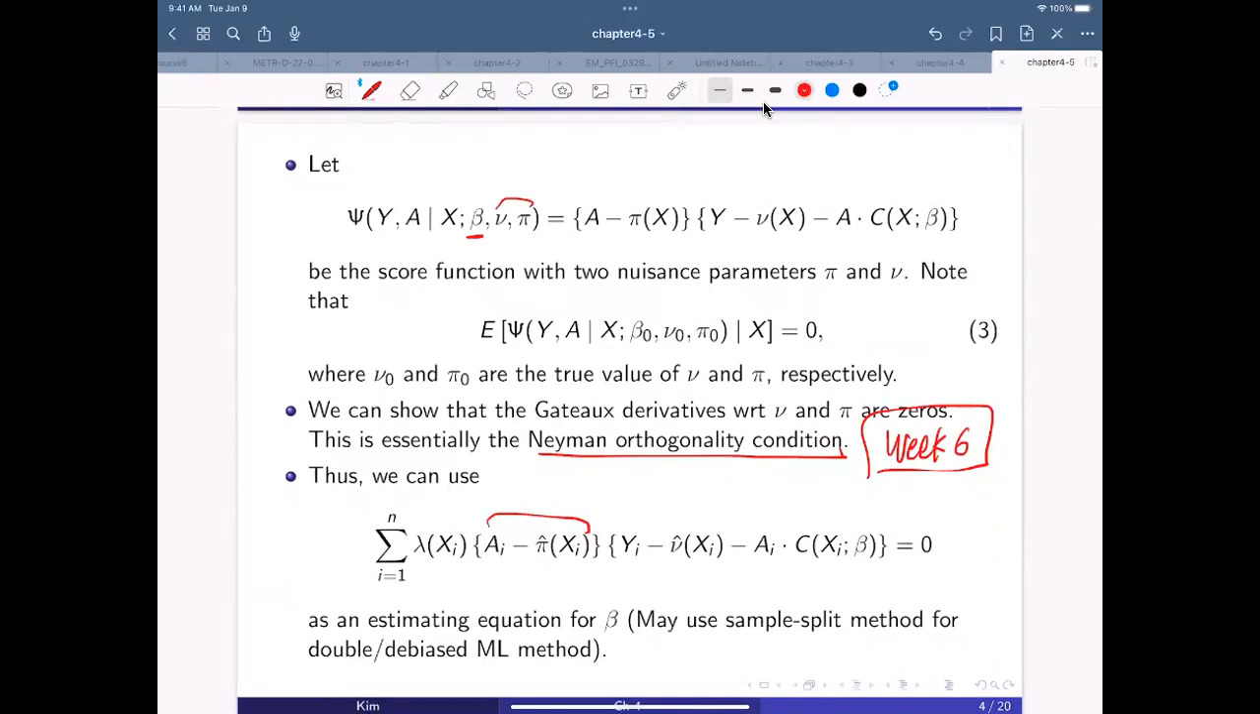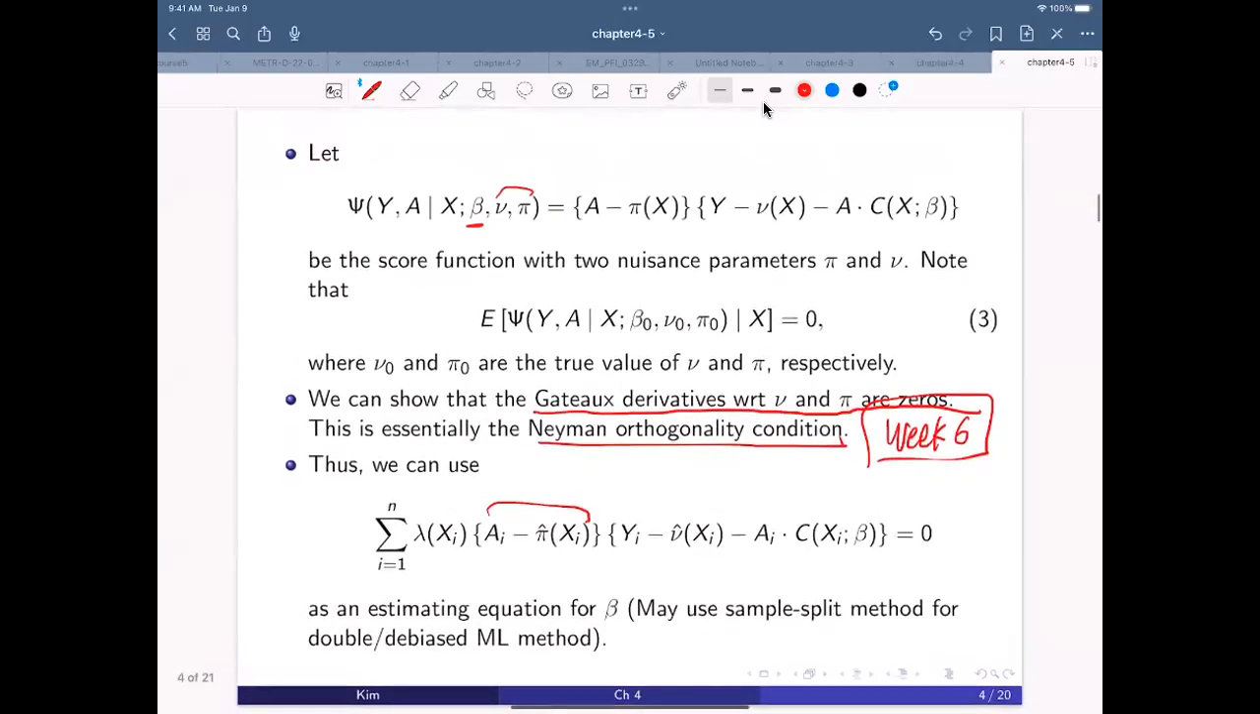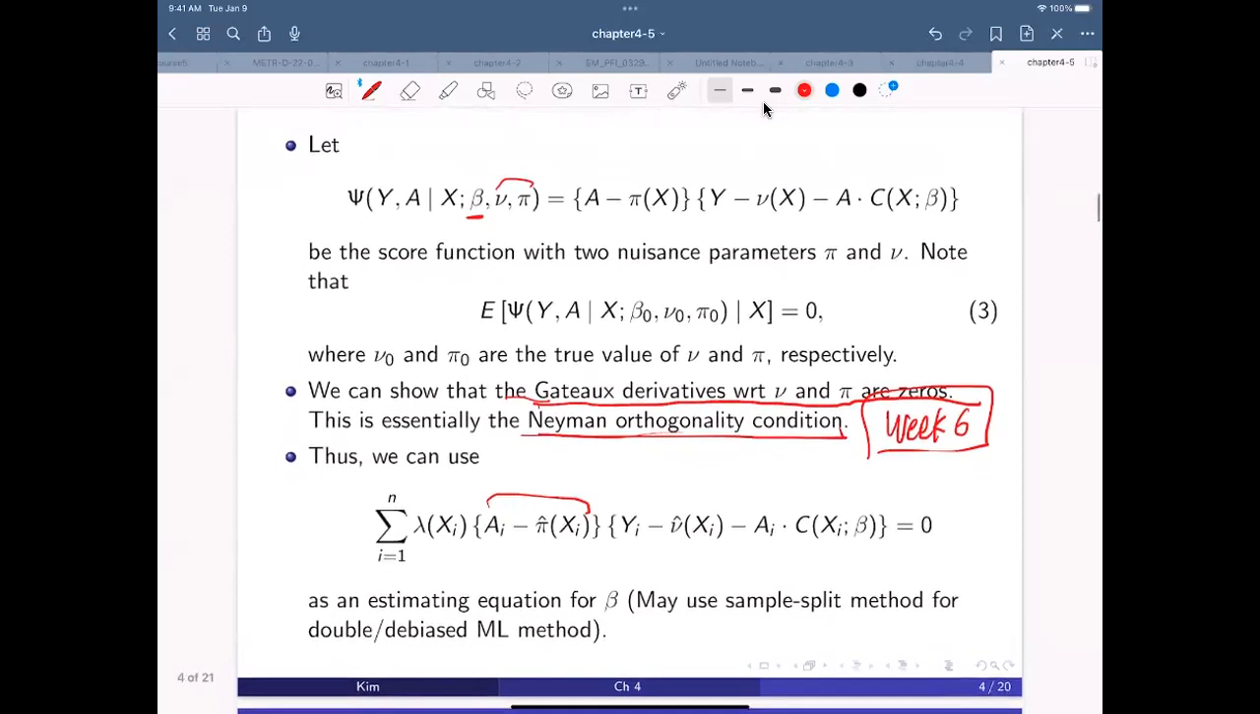So that means you want to make the expected value of the Gateaux derivative with respect to the nuisance parameter equal to 0. So that's what we want to show. Okay. So if this is true, then the condition of the Neumann orthogonality holds. Then we can apply techniques like the sample split debiased method or parametric double robustness, right? So there are two usages of this. Remember, there are two usages of this condition.